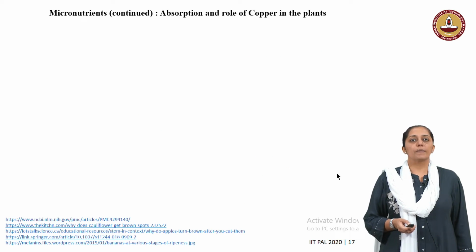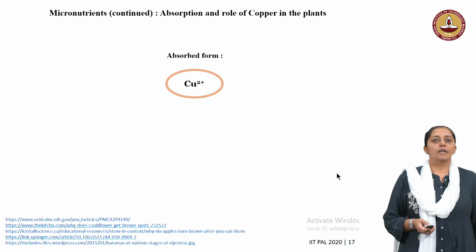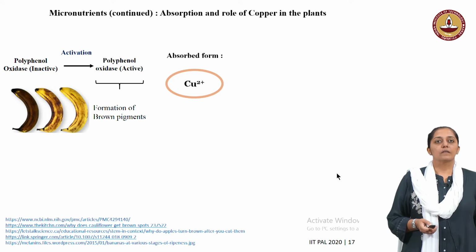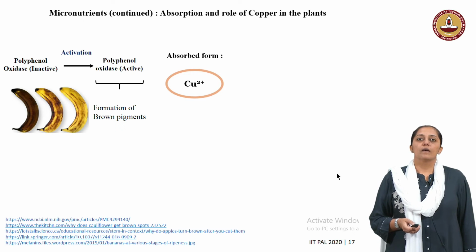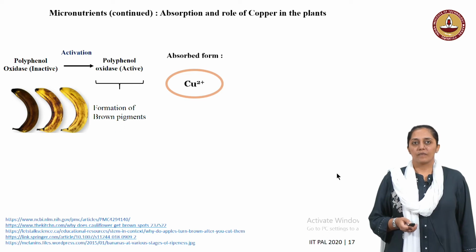How is copper useful for the plant? It is absorbed in its ionic form, cuprous ions. You must have observed brown pigmentation in ripe bananas. That brown pigmentation is due to the activation of the biochemical reaction caused by polyphenol oxidase, where copper acts as an activator for this particular enzyme responsible for the formation of brown pigments.